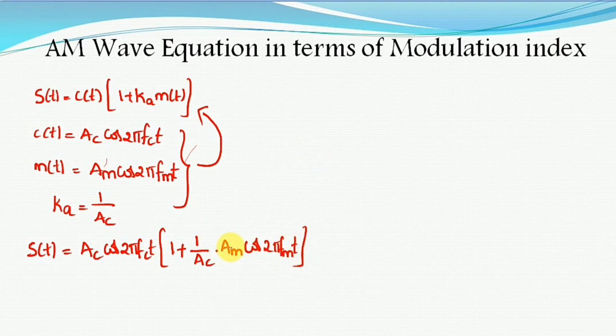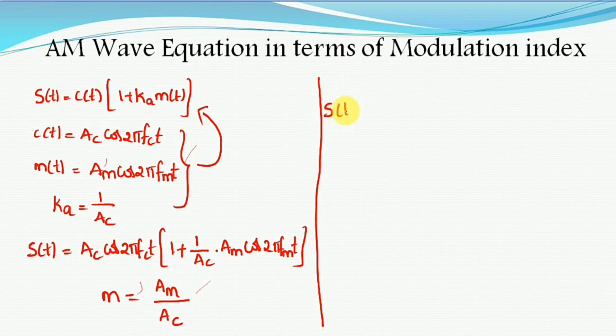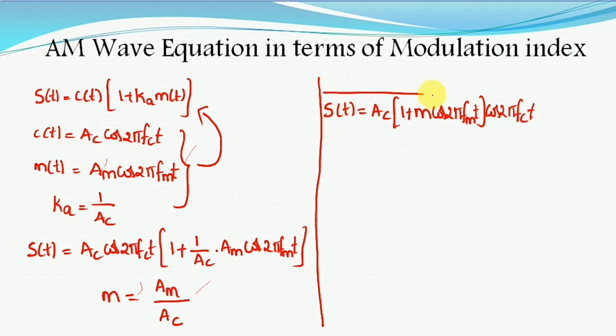Okay, so we can write Am by Ac as the modulation index value, since the modulation index of AM is defined as the ratio of the amplitude value of the message signal to the amplitude value of the carrier signal. So finally, the s(t) expression in terms of modulation index is Ac into (1 plus Am by Ac, which is the modulation index m), so it is (1 + m) cos 2π fm t into cos 2π fc t. So this is the final expression of the time domain AM signal in terms of modulation index.